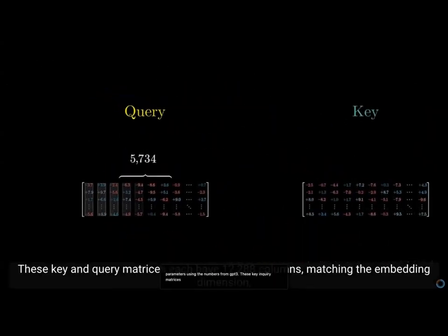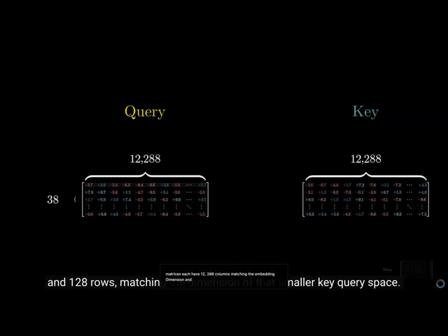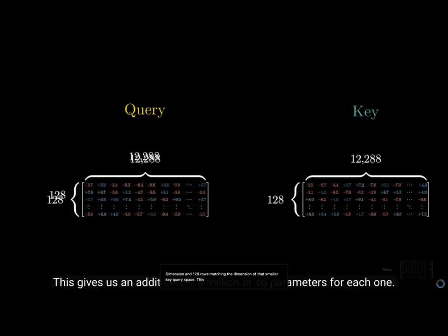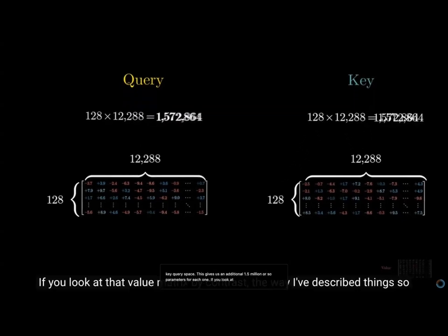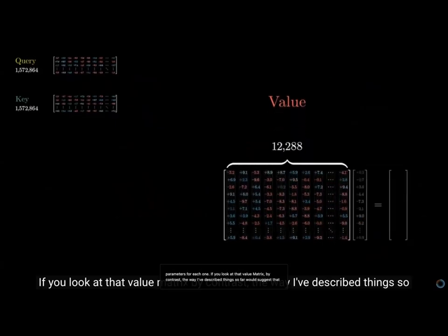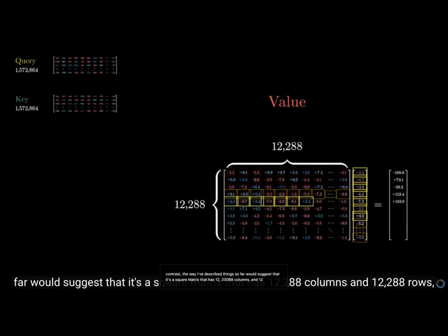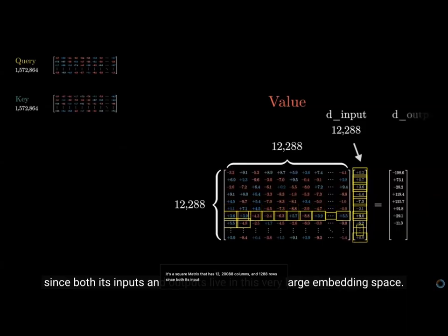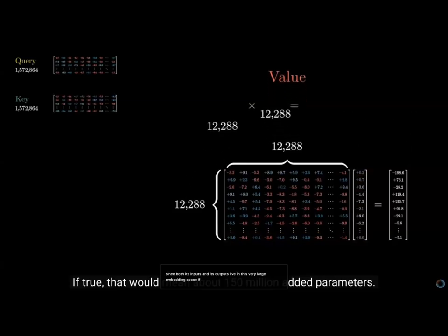These key and query matrices each have 12,288 columns, matching the embedding dimension, and 128 rows, matching the dimension of that smaller key query space. This gives us an additional 1.5 million or so parameters for each one. If you look at that value matrix by contrast, the way I've described things so far would suggest that it's a square matrix that has 12,288 columns and 12,288 rows, since both its inputs and its outputs live in this very large embedding space. If true, that would mean about 150 million added parameters.